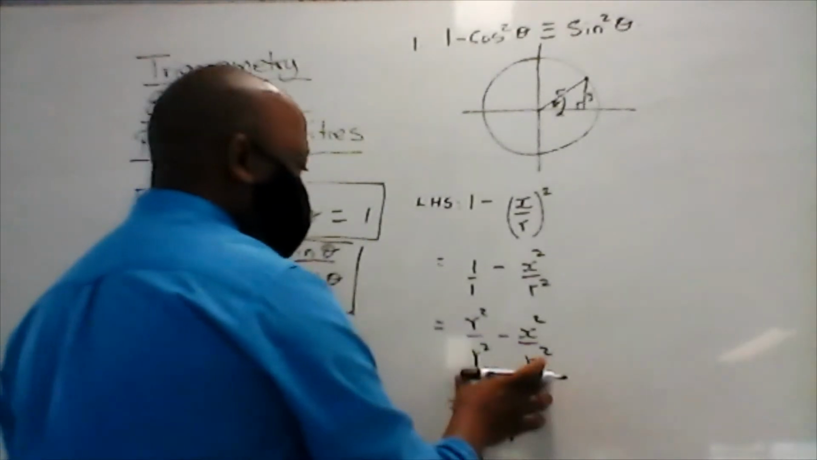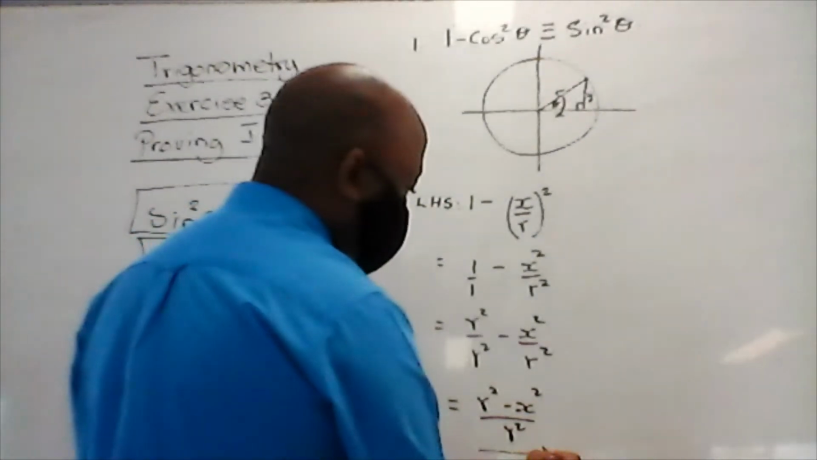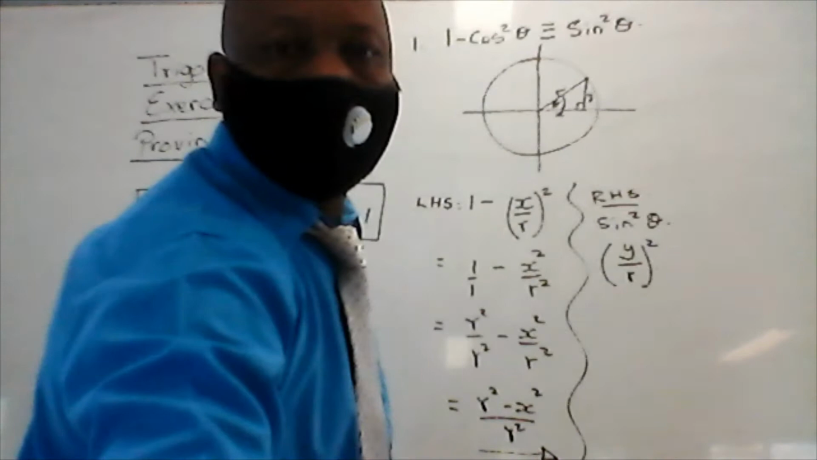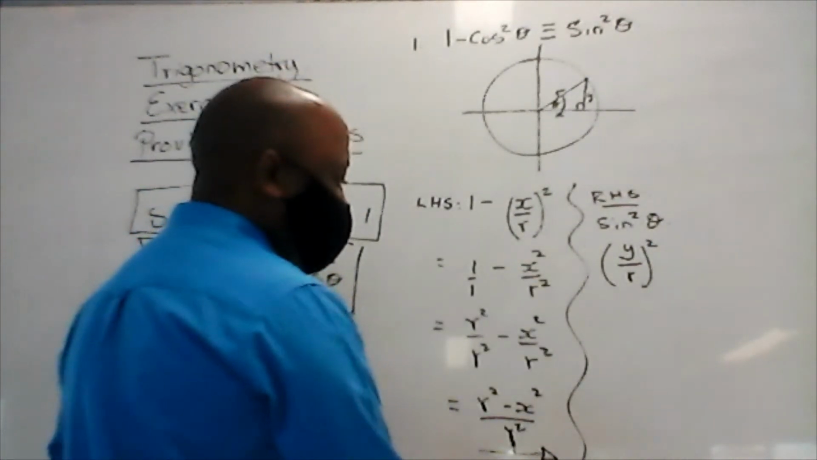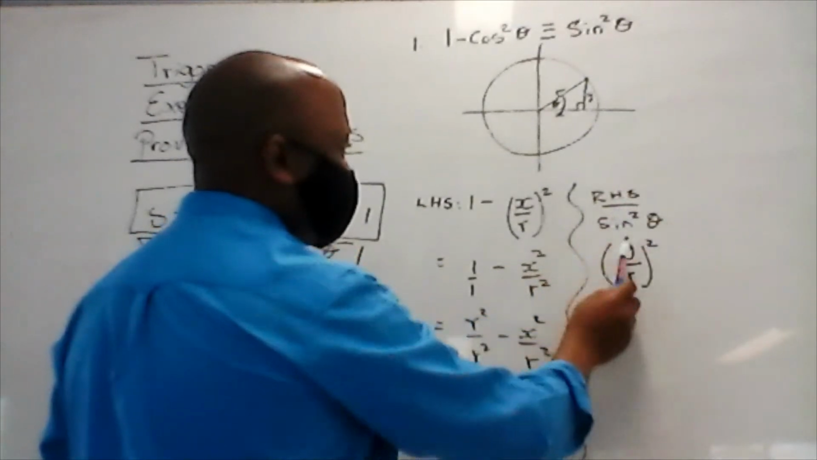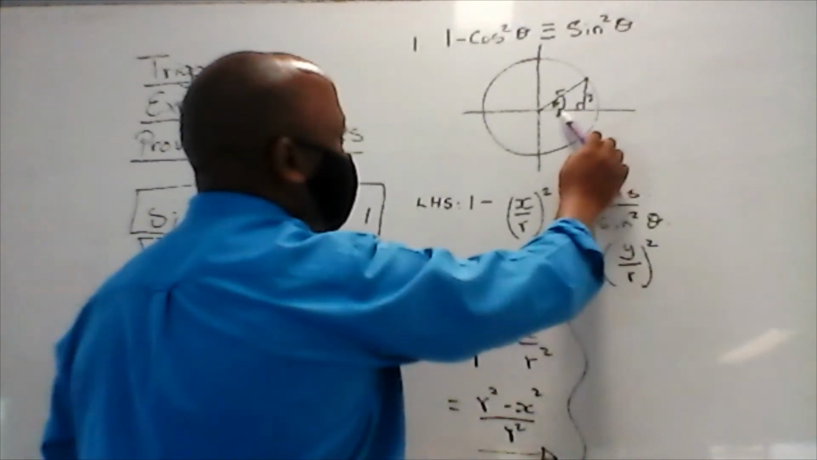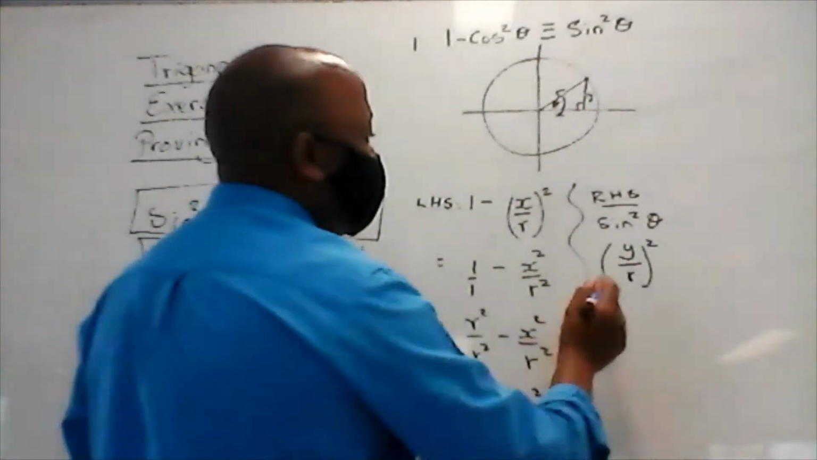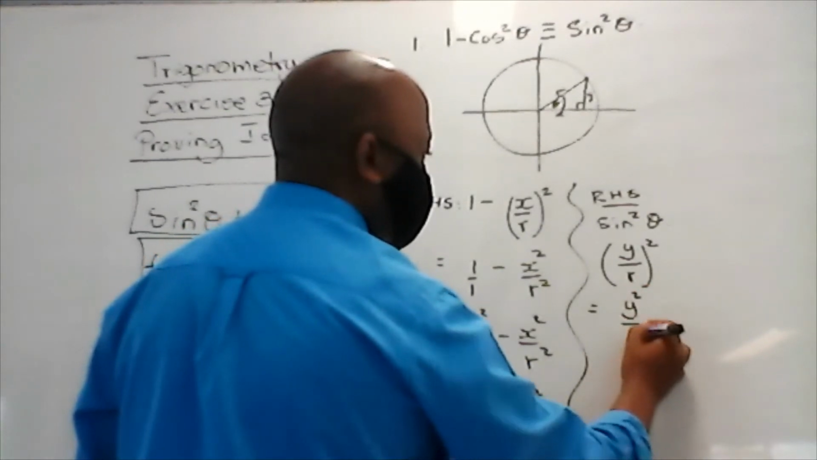Now this is my left hand side. You leave it there for now. So you reduced it up until there. You go to your right hand side, you change it to be y over r all squared, or the opposite divided by hypotenuse side all squared. This becomes y squared over r squared.